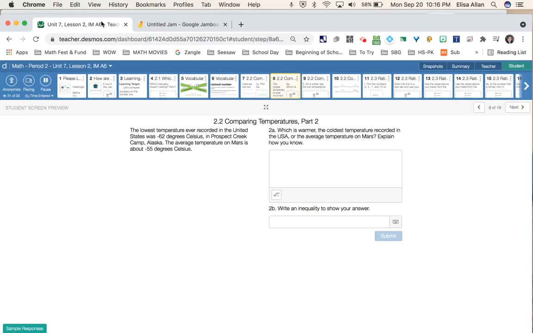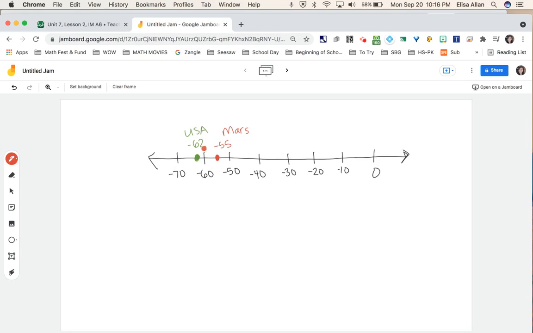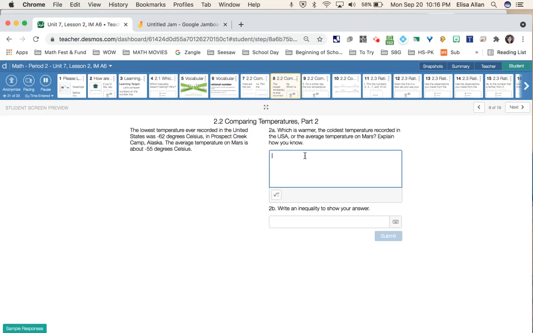So answering the question that we have now, it's asking which is warmer, the coldest temperature recorded in the USA or the average temperature on Mars. Explain how you know. If we're looking for the temperature that is warmer, our goal then would be to look for the one that's not furthest to the left, because these ones again represent the cooler temperatures, right? The further we go to the left, the temperature does get cooler. And the further we go to the right, then the temperatures would be warmer in this case. So the one that is warmer would be the one further to the right, or in this case, Mars at negative 55 degrees Celsius. So here, which is warmer?